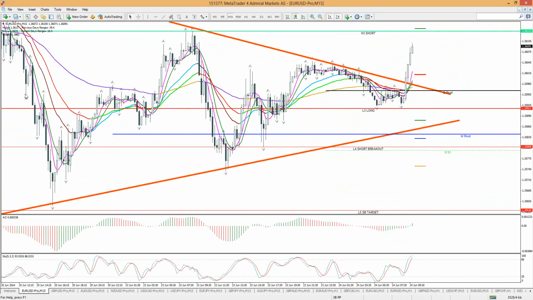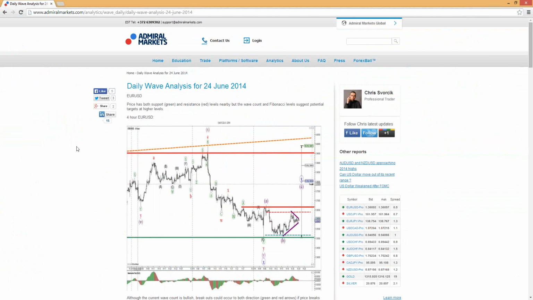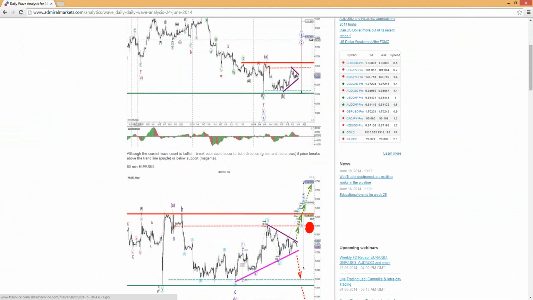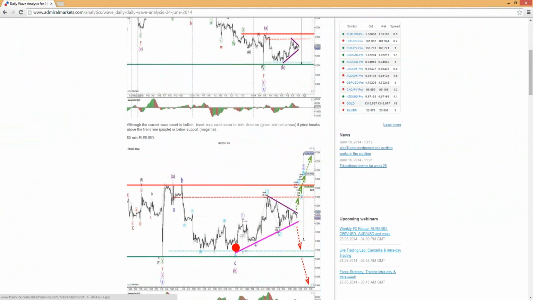This is what I wanted to show you. Right there. Euro dollar 1 hour chart. That break to the upside. Because it looks like a wave 1, 2, and 2. And this could be a wave 3. So we don't know for sure. No one ever knows for sure.